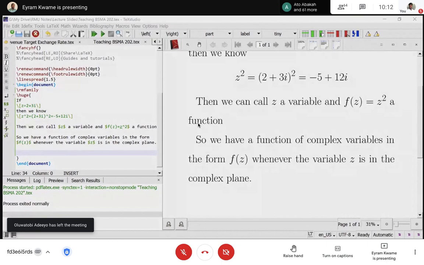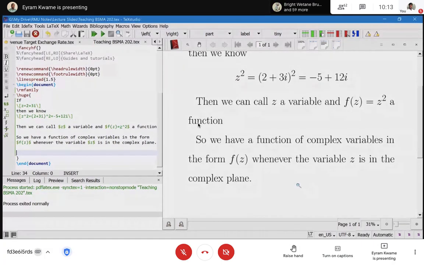So we have a situation where you have to find a function, and then every variable of that function will be coming from the complex plane. What it means is that if you take this function, you can have another function which belongs to the complex plane. Let's look at an example.